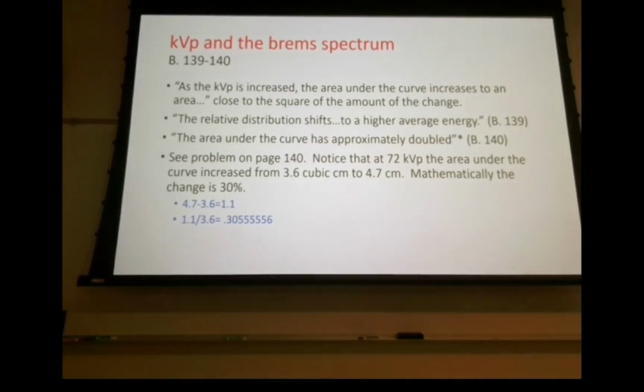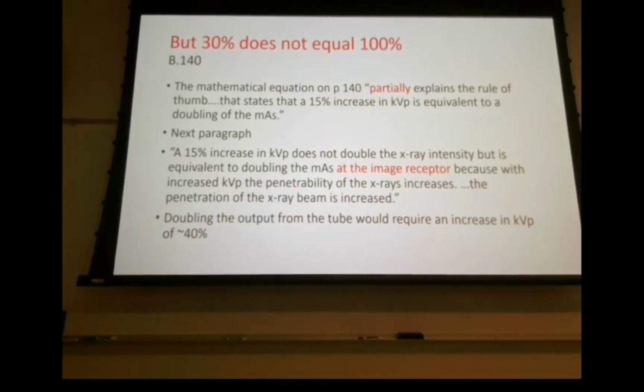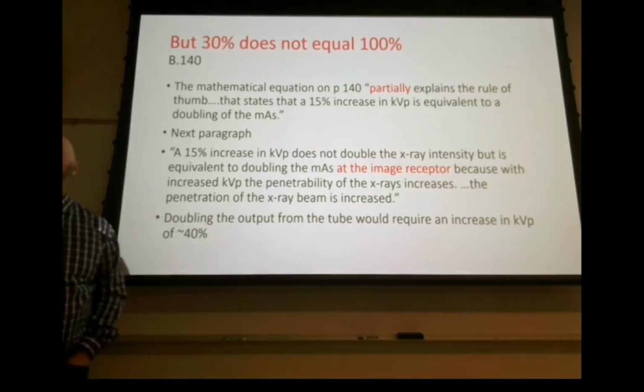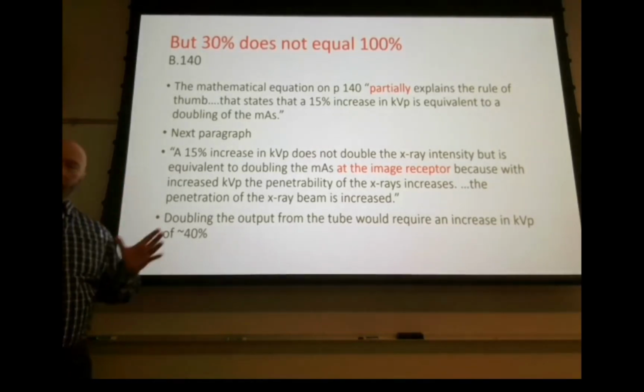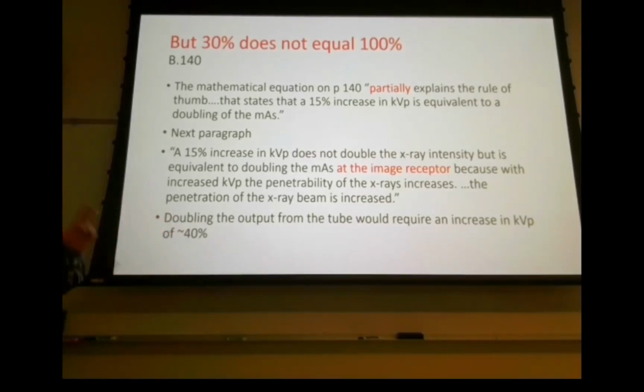All right, so more on that in a second. That partially explains it, and on page 140, the mathematical equation partially explains the rule of thumb that states that a 15% increase in kVp is equivalent to a doubling of the mass. But is it? Well, we just looked at it. If mass is numbers, 30% does not equal 100%, right? So if that area under the bremsstrahlung spectrum only went up by 30%, then the output from the X-ray tube didn't double, right? But as we increase kVp, what did change?